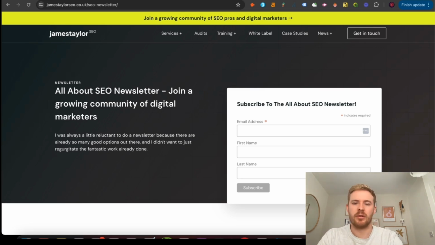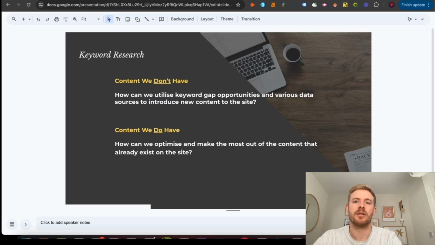There's a couple of different approaches we can take. So yeah, let's just get into it. I think from a keyword research side, it's important to separate your approach in terms of content that you don't have and then content that you do have. So, what are those gap opportunities that you can introduce to the sites, especially when you're planning a site or when you're just starting out and you're doing competition analysis?